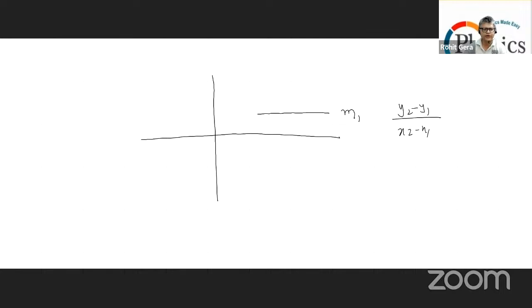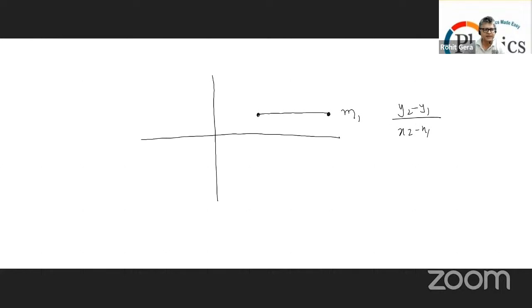Okay, let me just assume a situation. This is your Cartesian coordinate. You have a line segment like this. You calculate its gradient by your usual trick of y2 minus y1 upon x2 minus x1, because you know 2 points on it, right?